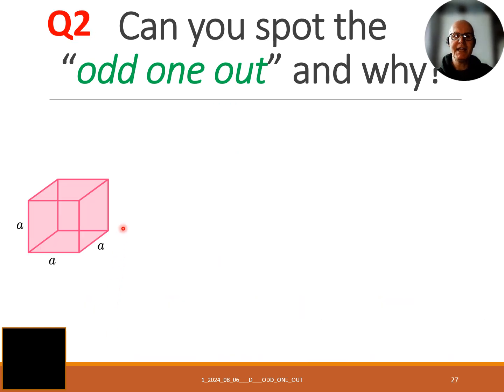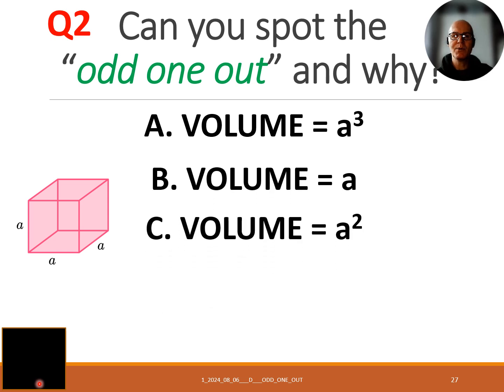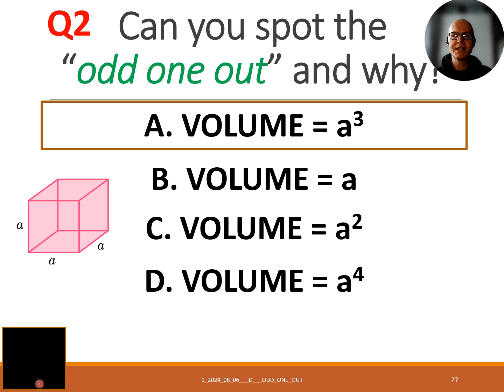Question 2 was based on a cube. The question was about what is the correct formula for the volume of a cube. Was it A cubed, A squared, or A to the power of 4? The correct answer was A cubed. A times A times A.